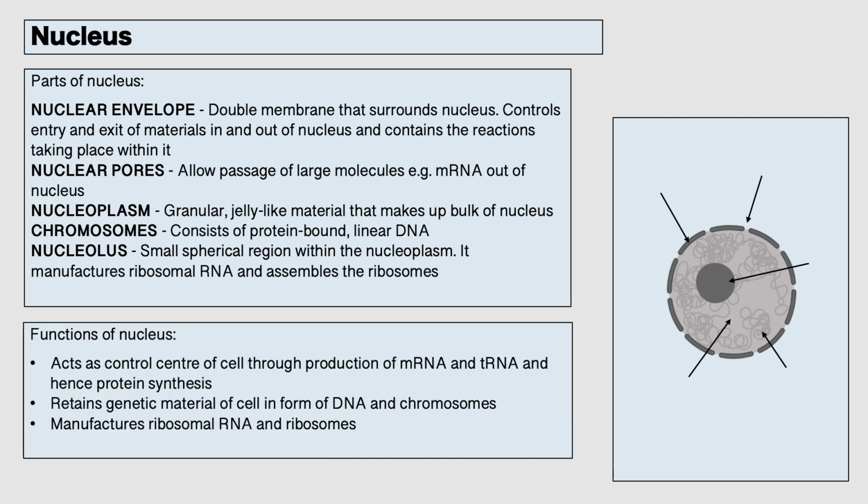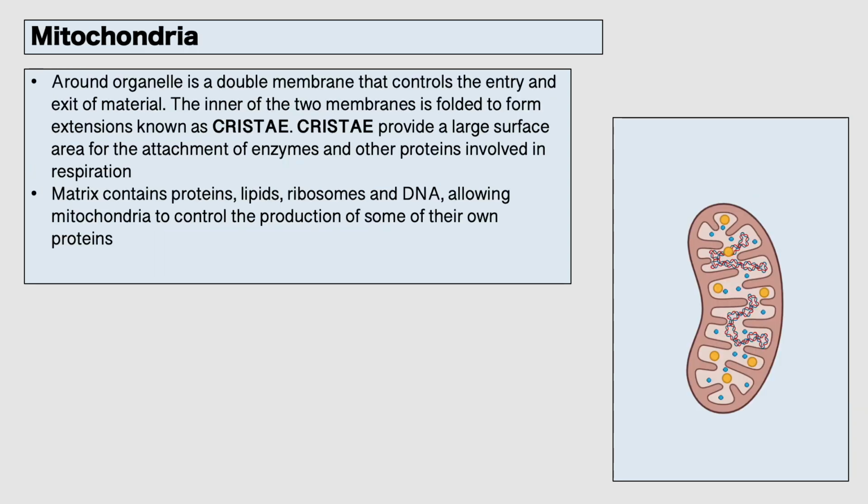The functions of the nucleus are: it acts as a control center of the cell through production of mRNA and tRNA, and hence protein synthesis; to retain the genetic material of the cell in the form of DNA and chromosomes; and to manufacture ribosomal RNA and ribosomes. With mitochondria, around the organelle is a double membrane that controls the entry and exit of material.